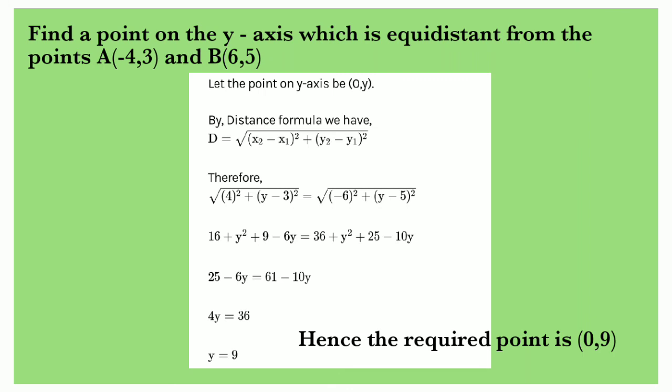Then one more question: find a point on the y-axis which is equidistant from the points A(-4, 3) and B(6, 5). So we know on the y-axis every point is in the form (0, y): (0, 1), (0, 2), (0, 3), (0, -1), (0, -2), (0, -3), etc. In this way, every point is ordered as (0, y). So we need to find the y coordinate only here, because the x coordinate is every time 0 on the y-axis.